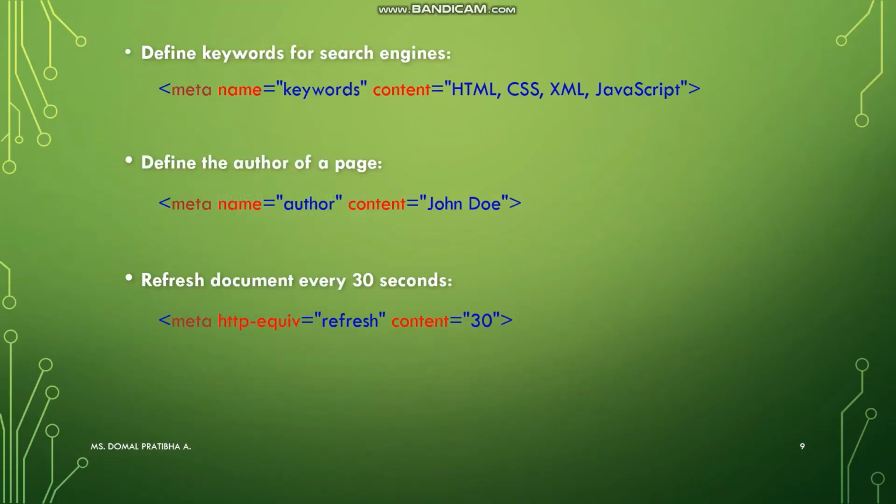Next, define keywords for search engines. You can define keywords for search engines, and the author of the page using meta name equal to author, and content, that is the name of the author, John Doe, and refresh the document every 30 seconds: http-equiv equal to refresh, content equal to 30.